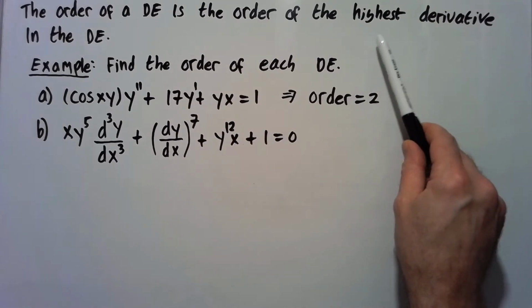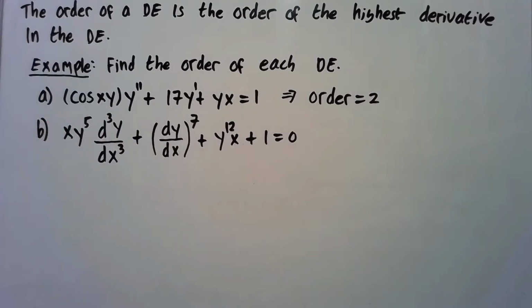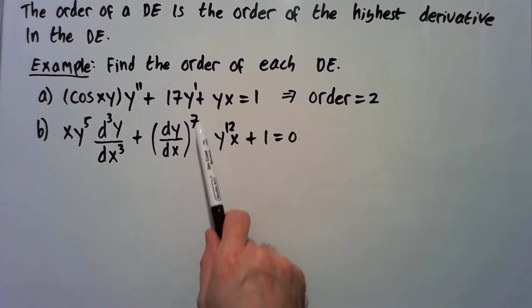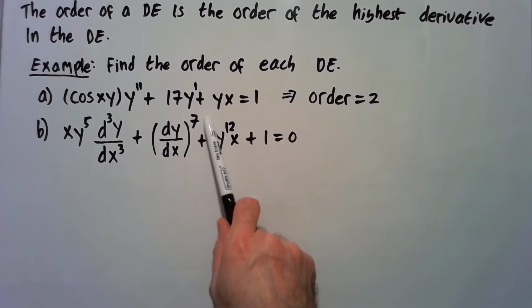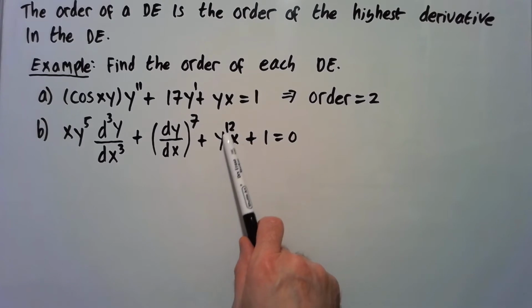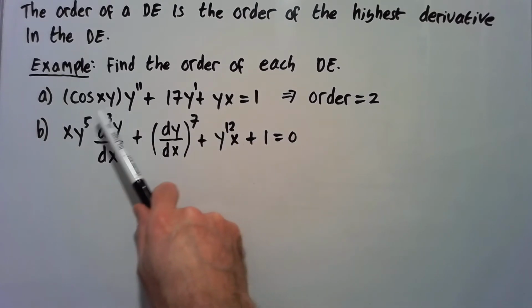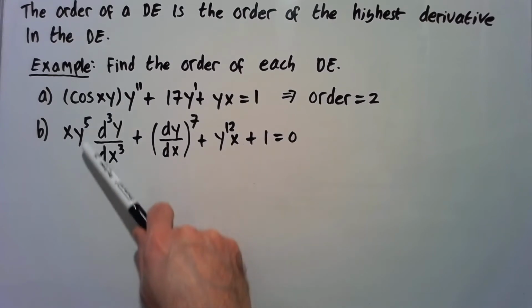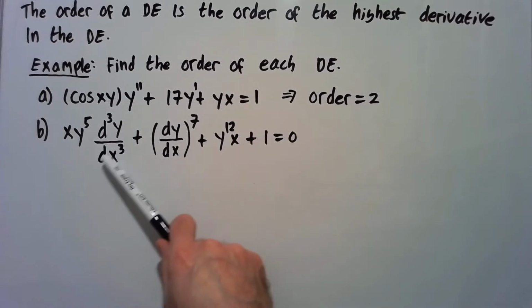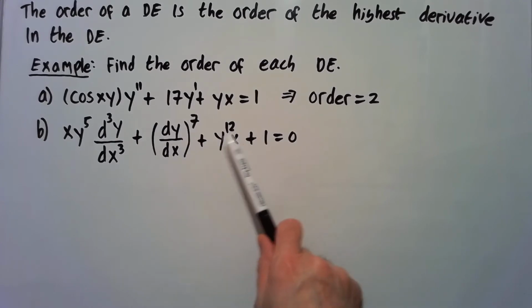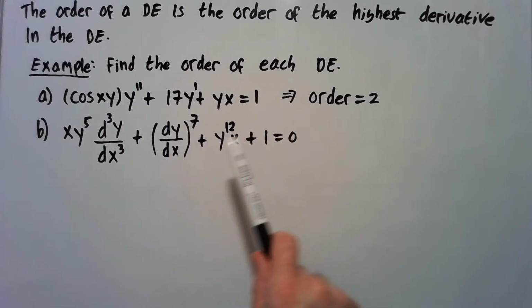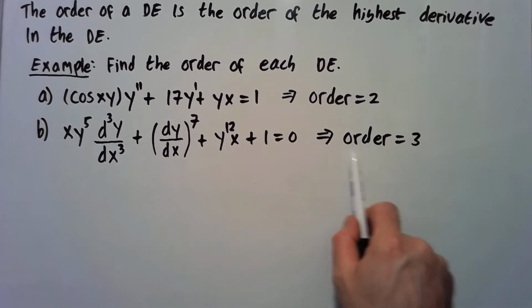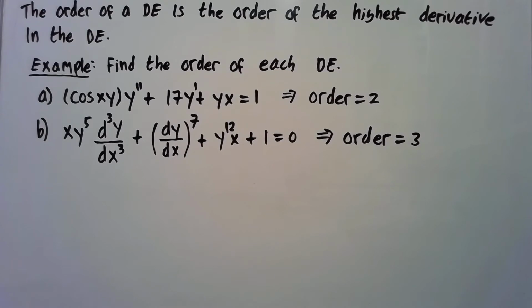Again, the order is the highest derivative in the differential equation. So be careful here. You might want to say that it's 7, but actually the first derivative is being raised to the 7th power. Or you might say, well, it's 12 because y is being raised to 12. But again, no. The order here would be 3, because that's the highest order of derivative that you see in this equation. That's a first derivative, and there are no other derivatives here. So the order for this one would be 3. Alright, so let's move on to the next thing.